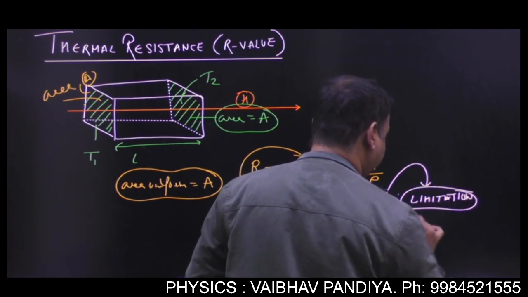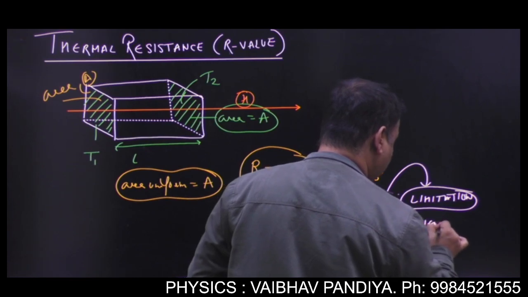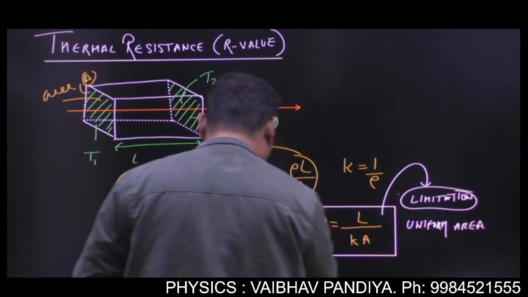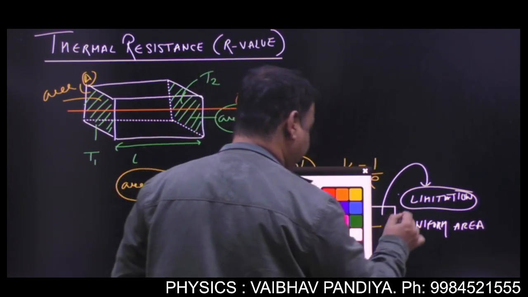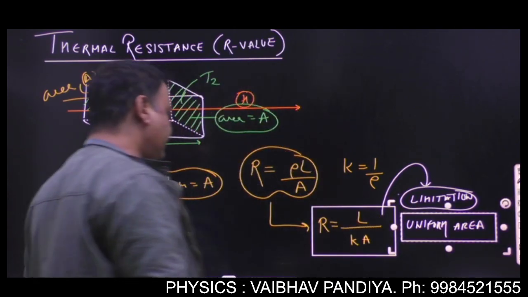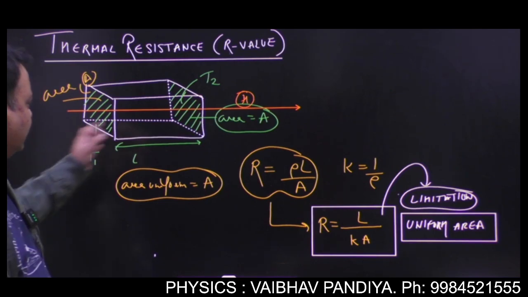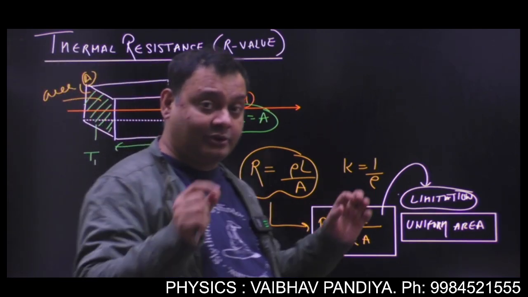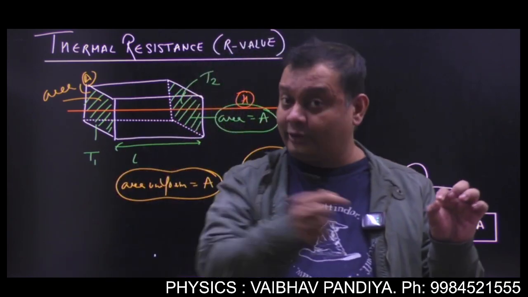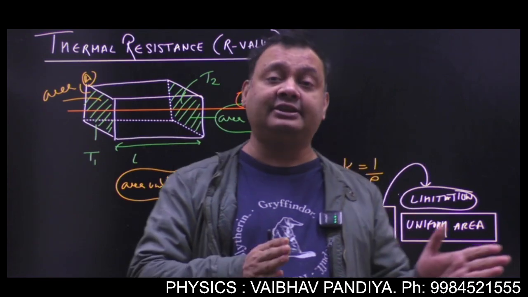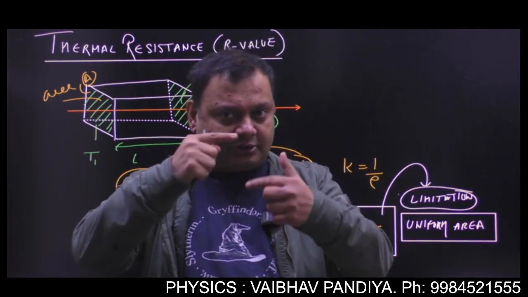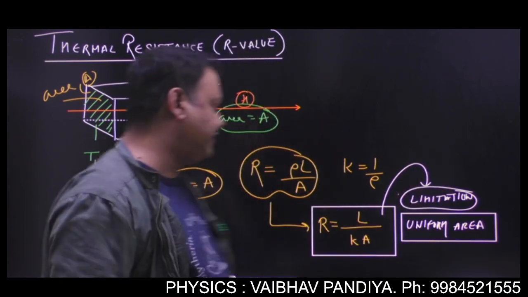What is this limitation? The formula is applicable for uniform area. Got it? So whenever we have uniform area conduction, you can apply this formula. What is L? Here L denotes the length over which the current is flowing. What is A? A is the area of the cross section through which current is penetrating.